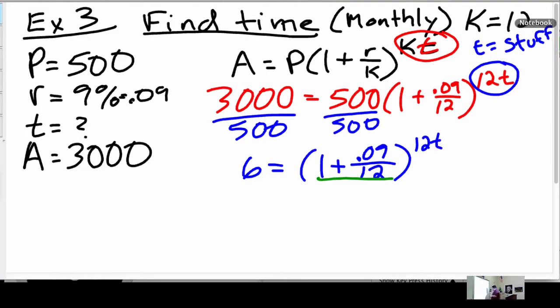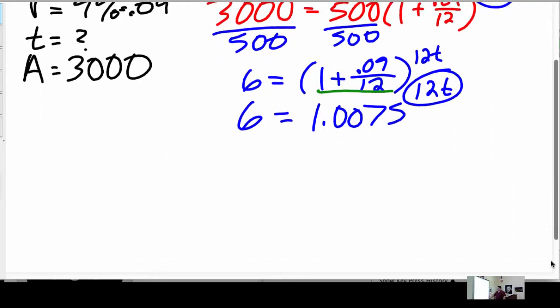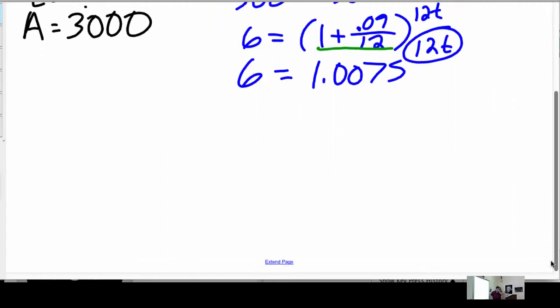And that is going to go here. So I've got 6 equals 1.0075 raised to the 12t. And I want to get that by itself. Does that make sense so far, guys?